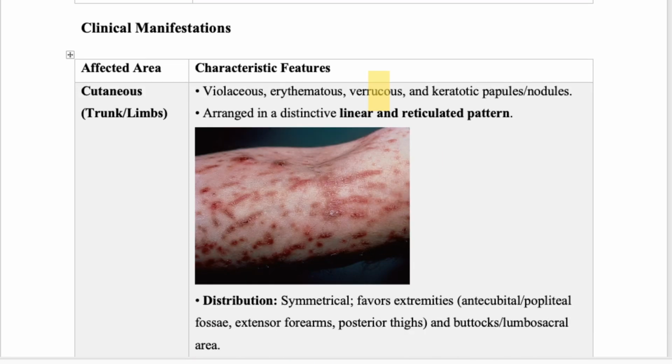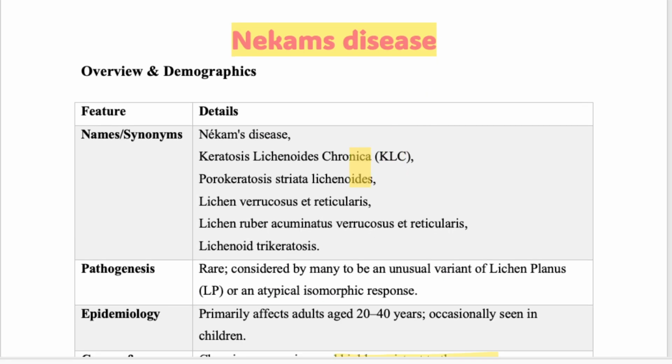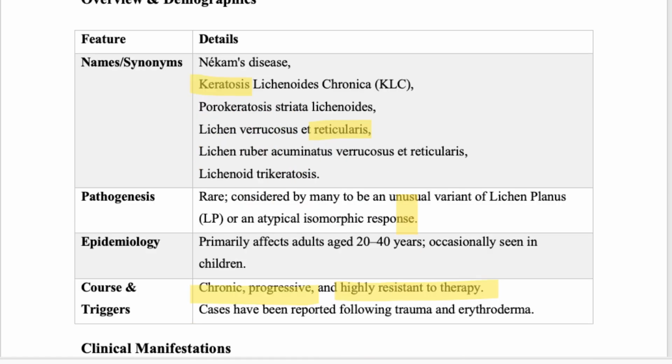And clinically, it is going to present as violaceous or erythematous verrucous keratotic papules and nodules, which are arranged in a distinctive linear and reticulated fashion. So that is the reason why the other names consisted of these terms, reticularis, keratosis, and so on and so forth.